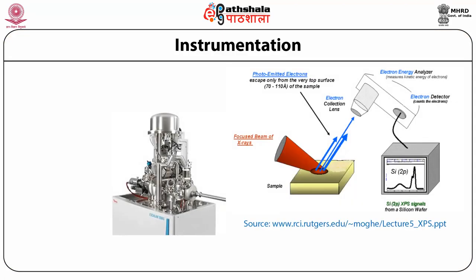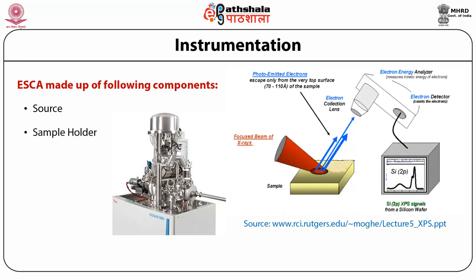Instrumentation. A photograph of this instrument has been shown in this slide. The functioning also has been given on the right side of the slide. ESCA mainly is made up of the following components. The first is the source, which gives electrons of high energy. Then we have the sample holder. The third is the analyzer. Finally, it is the detector that detects the outcoming electrons, and those electrons are sent to the data system, which analyzes this.